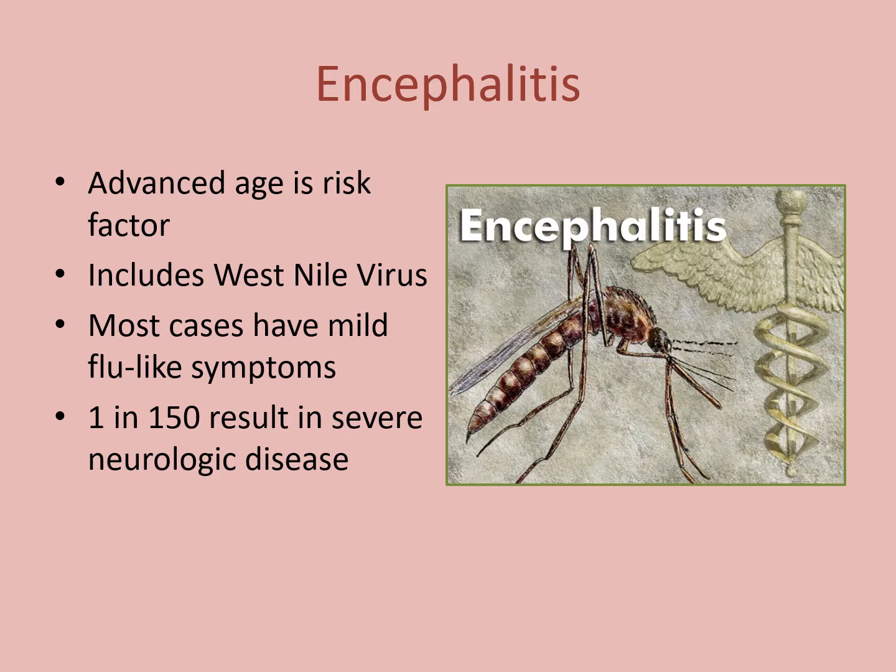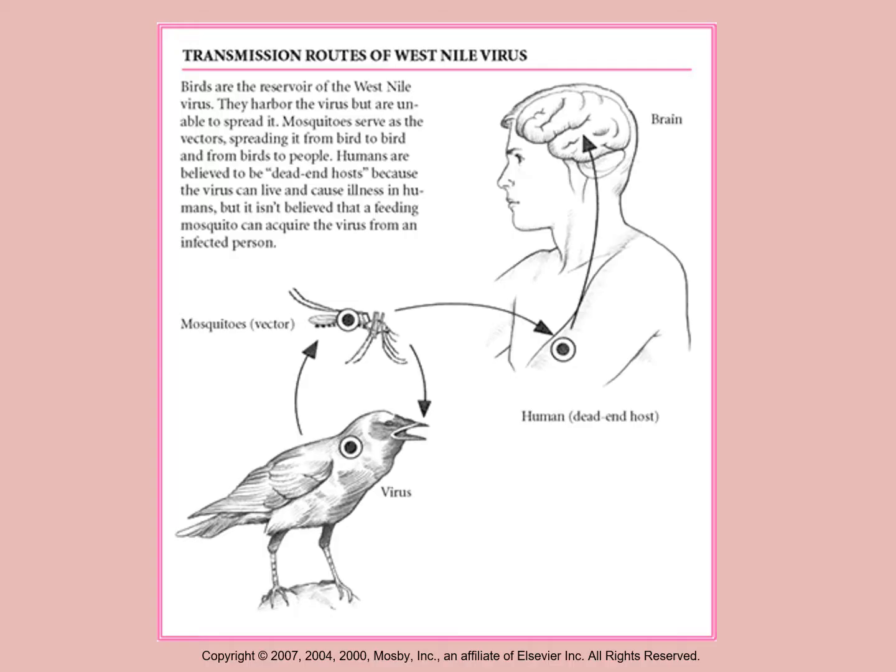Most cases have mild flu-like symptoms, and 1 in 150 cases will result in severe neurological disease. The risk of contracting West Nile encephalitis is greater for all residents of areas where active cases have been identified, but persons older than age 50 or those with compromised immune systems have the greatest risk. Birds are the reservoir of the West Nile virus. They harbor the virus but are unable to spread it. Mosquitoes serve as the vectors, spreading it from bird to bird and from birds to people.